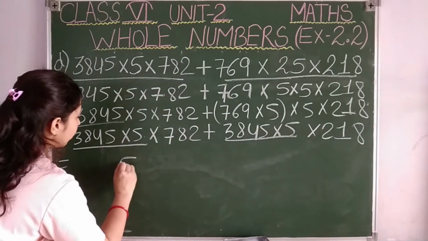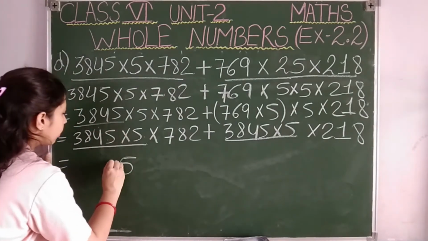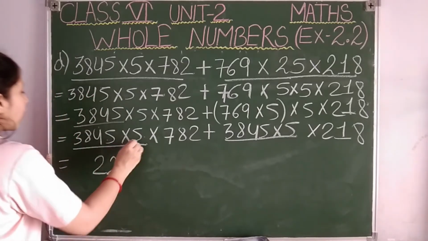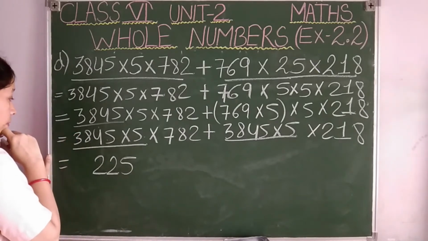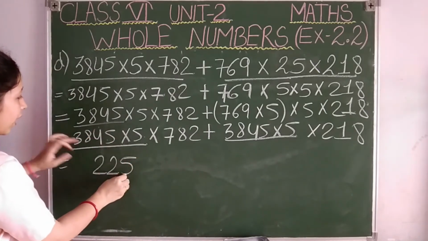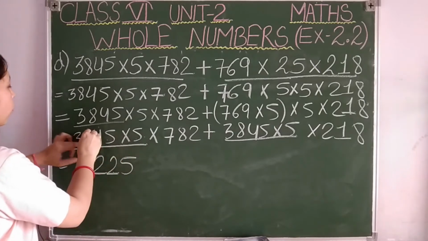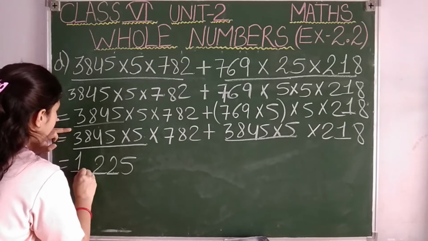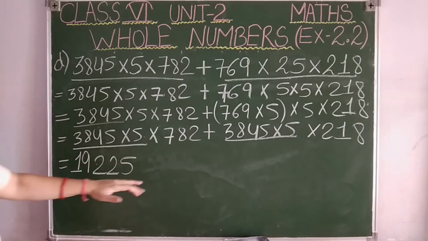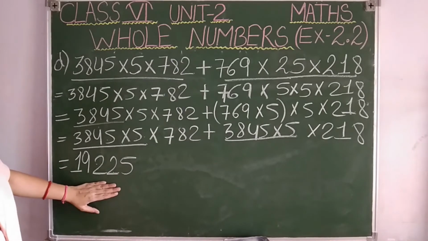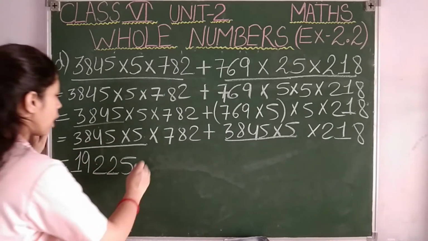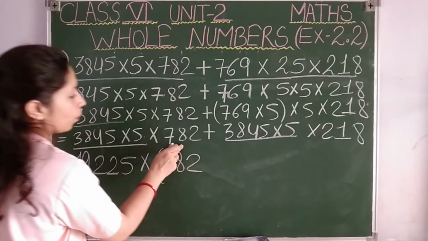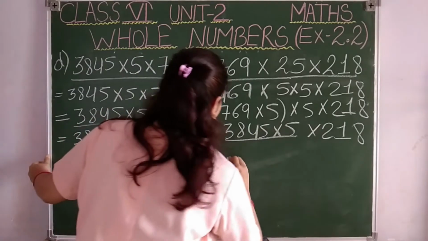5 5s are 25, 2 carry over, 5 4s are 20, 20 plus 2 22, 5 8s are 40, 40 plus 2 42, 4 carry over. 3 5s are 15, 16, 17, 18, 19. Okay, students, I got 19225. So its product also will be 19225. This number I have taken as common. Now what is left, students? 782, isn't it? Addition sign plus 218.